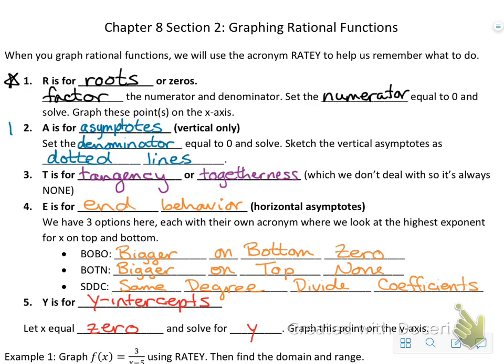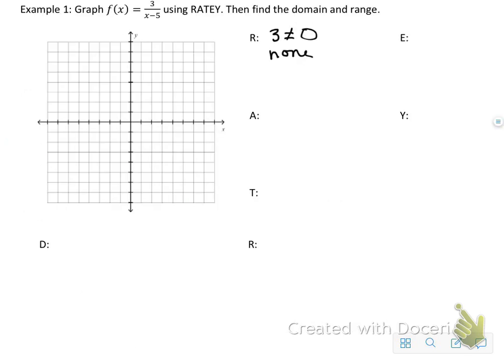Now let's go to step 2. A is for asymptotes, vertical only. Now an asymptote is a line that a graph can never ever touch, and I'm going to show you that when I actually draw my graph. We set the denominator equal to 0 and solve. Then we sketch the vertical lines as vertical asymptotes as dotted lines. So let's go ahead and do that.